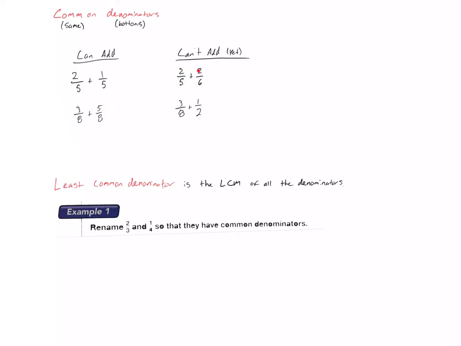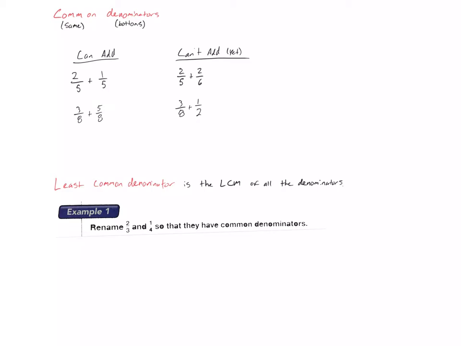So 2/5 plus 2/6, those denominators are different, so I can't add those unless I change the denominators to be the same. Same thing with 3/8 and 1/2. So in order to find the least common denominator, that's simply finding the LCM, or the least common multiple, of all the denominators. So example 1 just says rename 2/3 and 1/4 so they have a common denominator.